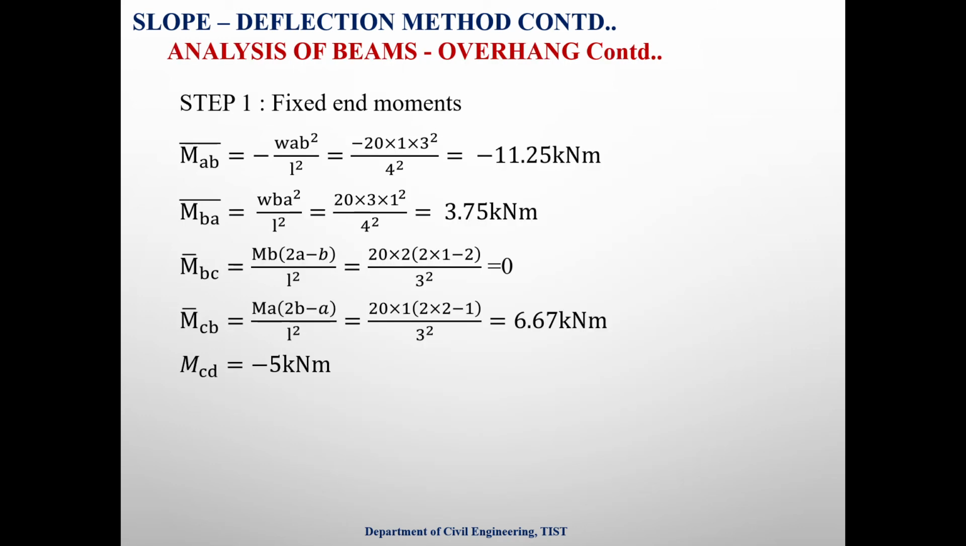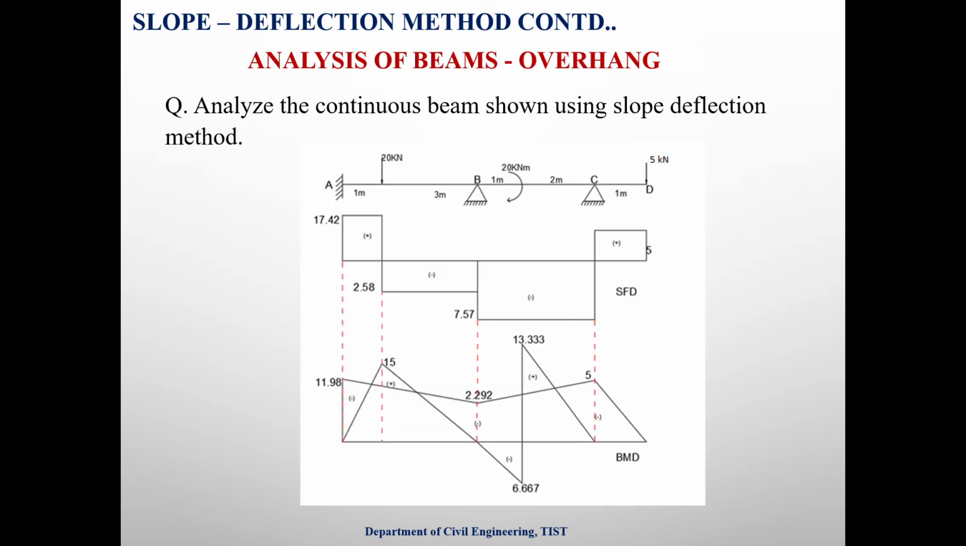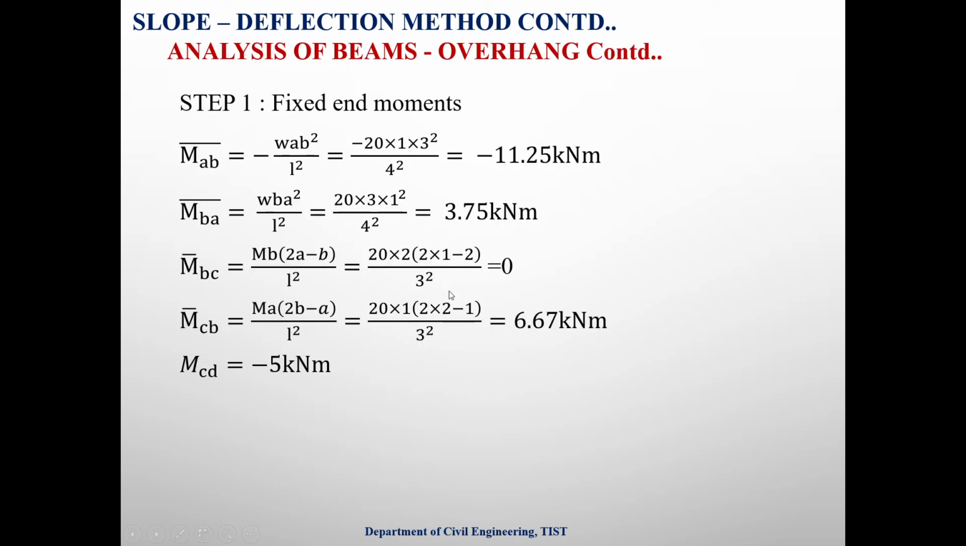You know the equation. Substituting the equation, you will get the values of M bar AB, M bar BA, M bar BC and M bar CB. The only one thing you have to remember is that in all the other cases, the fixed end moment on the left support is negative and the fixed end moment on the right side is positive. But when it is subjected to a couple of moments, both the fixed end moments are positive. And the equation is, one is MB into 2A minus B by L square, one is MA into 2B minus A by L square. Then substitute in the values, then you will get the fixed end moments.